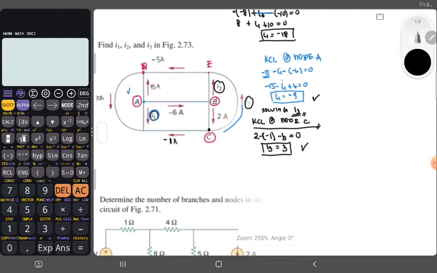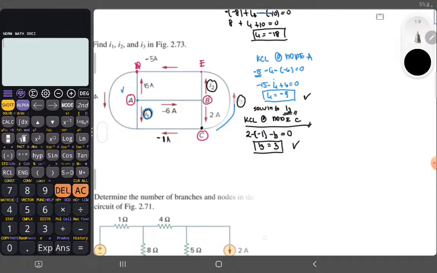Okay? Next, doon naman tayo sa ating node B. So, mag-KCL tayo sa node B. So, if I will have a KCL at node B, mapapansin mo yung 6 ampere ko papasok. This is positive. And then, yung ating I2 is palabas. So, this is negative I2. And then, yung ating 2 ampere is palabas. Diba? So, this is negative 2. Equals 0. So, from here, I will have my I2 is equal to negative 8 ampere. Okay? So, I2 is equal to negative 8 ampere.